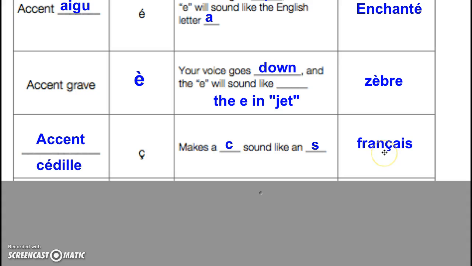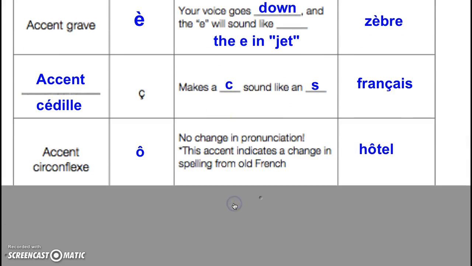If our accent was not there, that word would be franquais, which is not the same and does not sound like a very French word. So you want to be saying français. Anytime you see that cédille, it's going to make you change that C to sound like an S.